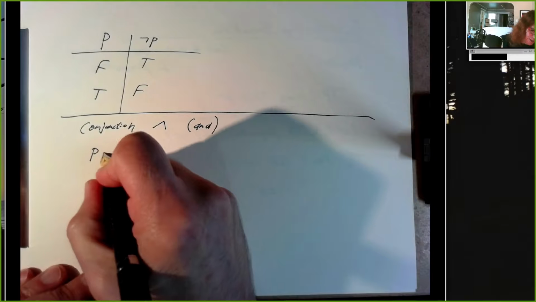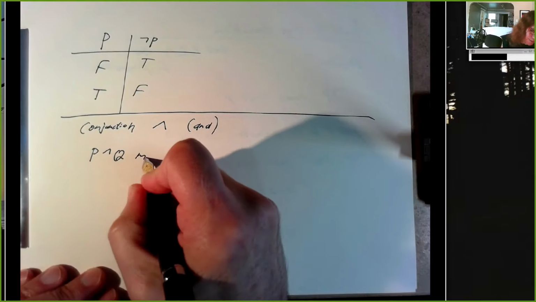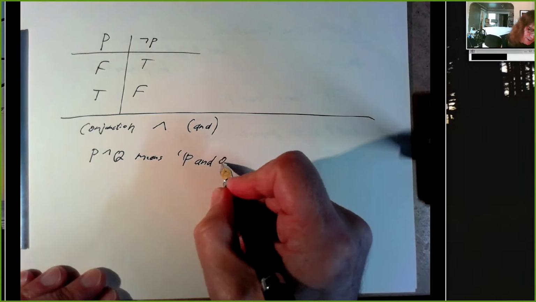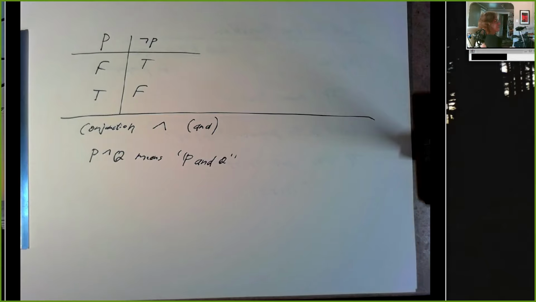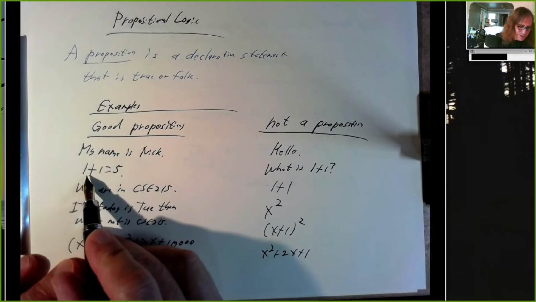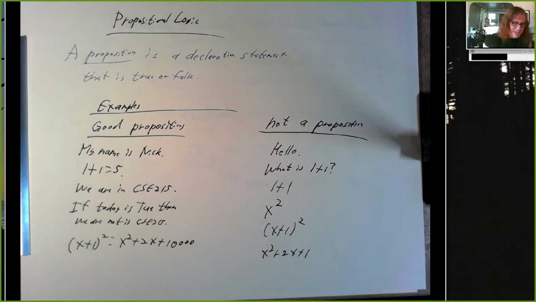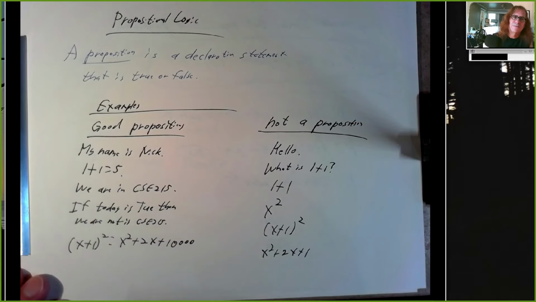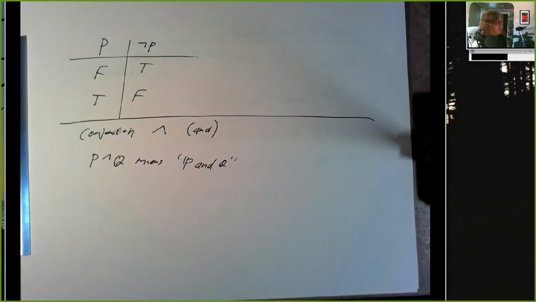Conjunction is an and. And we can take the conjunction of two propositions and get a new proposition, which says P is true and Q is true. All right, so P can be the proposition, my name is Nick. Q can be the proposition 1 + 1 = 5. P and Q is the proposition, my name is Nick, and 1 + 1 = 5. Okay, it's a straightforward logic operation.